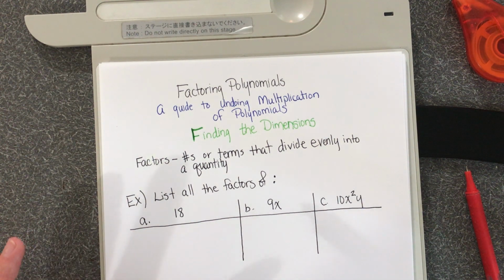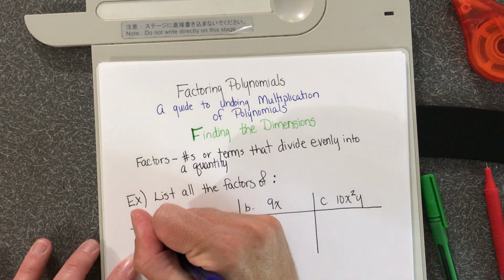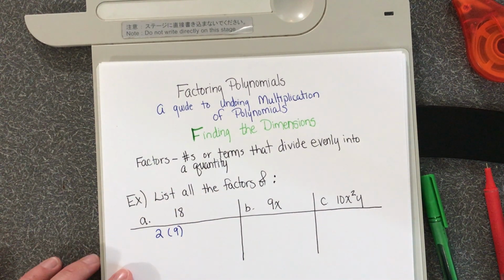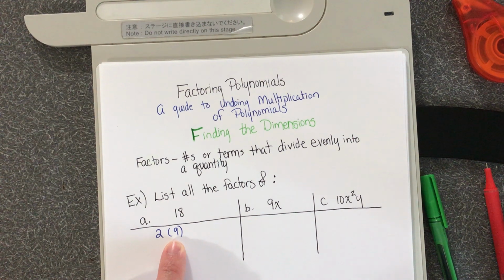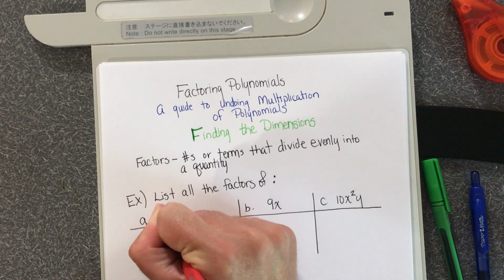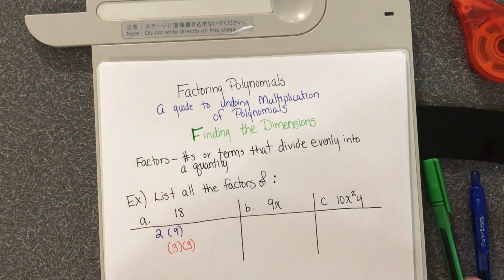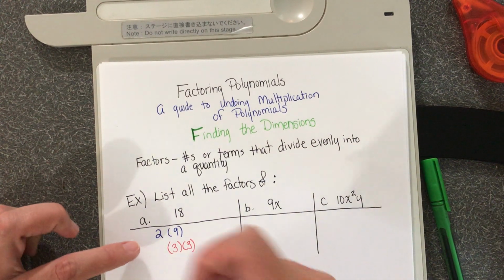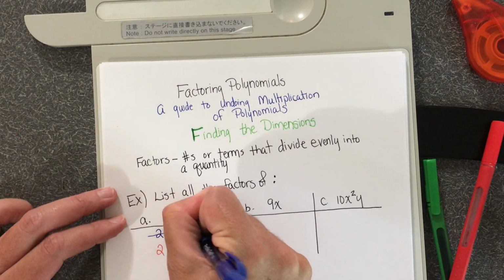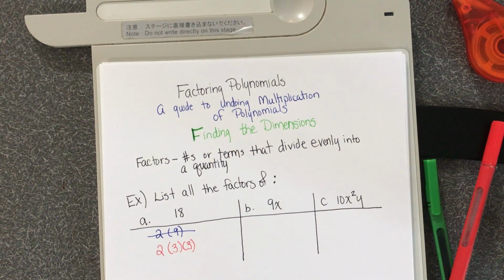Well, 18, one way to break down is 2. I know 2 goes into 18 evenly. So 2 times 9 gives me 18. But is 9 as low as it can go? The answer is no, it's not. So let's keep breaking it down. How does 9 break down? 9 breaks down to 3 times 3. So 18 is 2 times 3 times 3. So I've listed all the factors of 18, or what's called the prime factors.